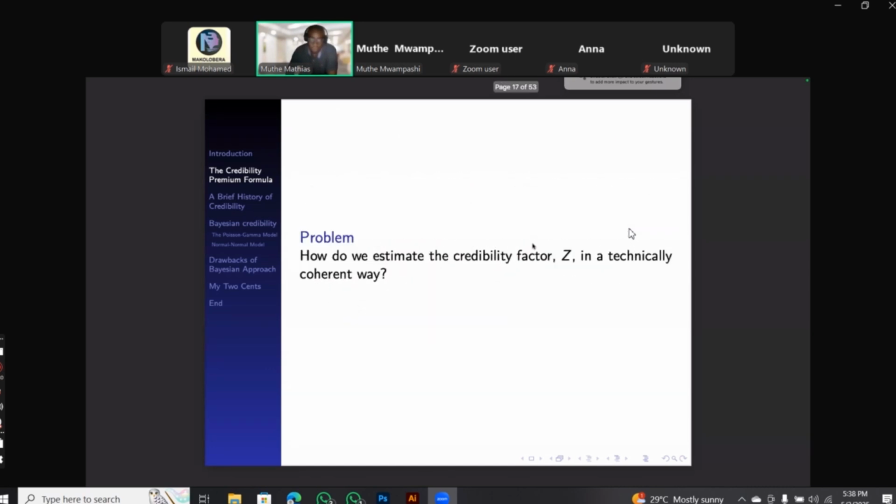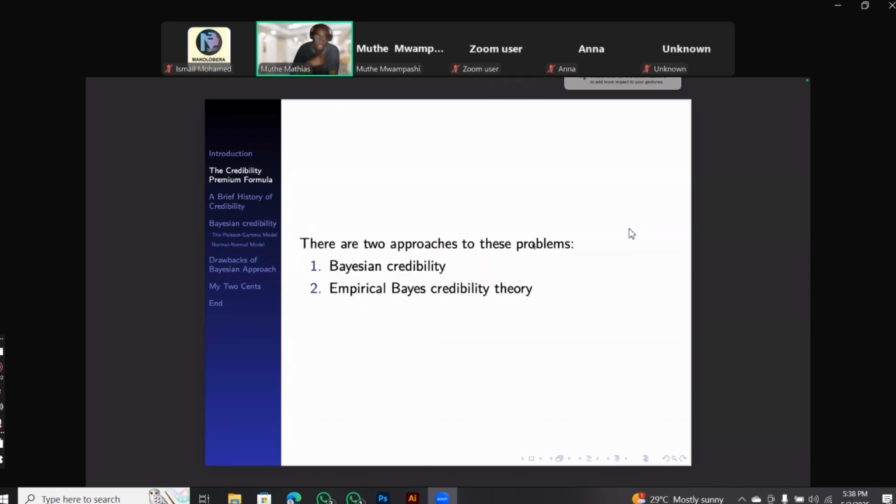So in order for us to be able to estimate Z, there are two approaches which we can use. The first one is called Bayesian credibility. The reason why it's called Bayesian credibility is because it's based on the idea of Bayesian statistics. So what we covered on Wednesday is what we are going to leverage here. And then the second one, which is what I was explaining before, is called empirical Bayesian credibility theory.